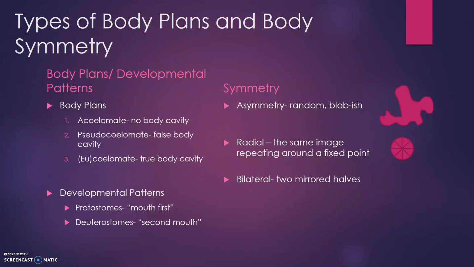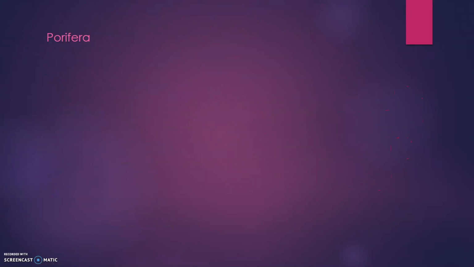Then there's bilateral symmetry, which is two mirrored halves. You see this in humans, flatworms, many animals, pretty much anything with a head, really. And having a head and being bilaterally symmetrical actually go together. And there's an example of an image that has bilateral symmetry.